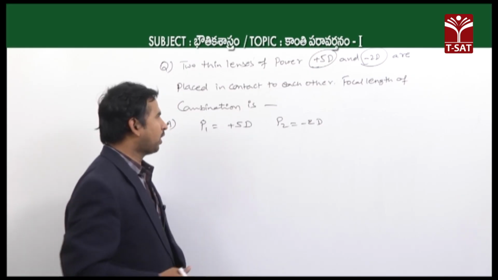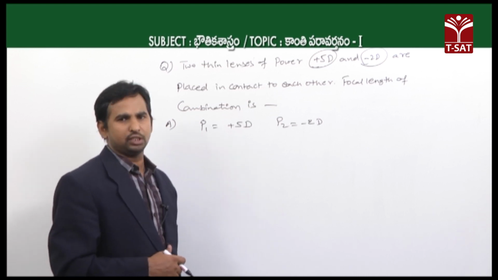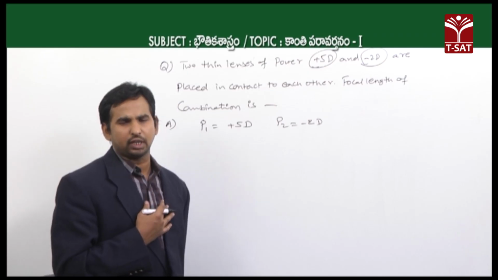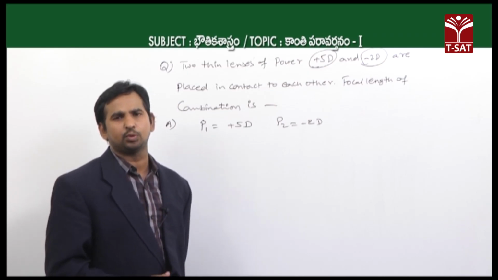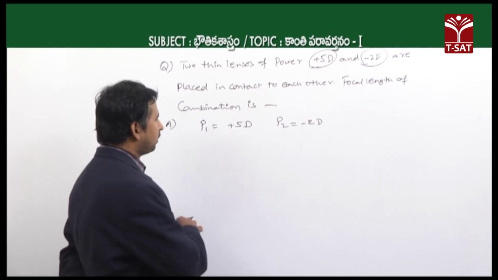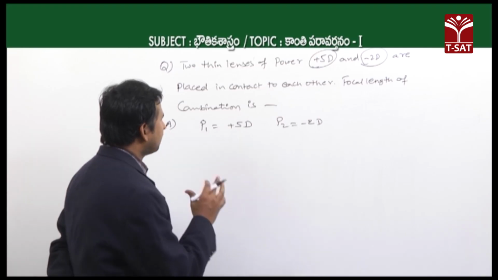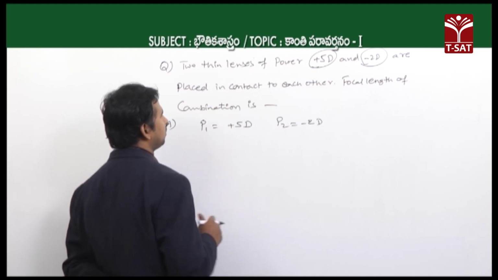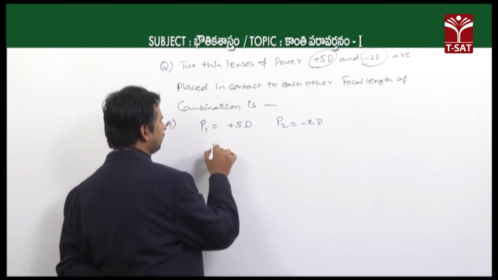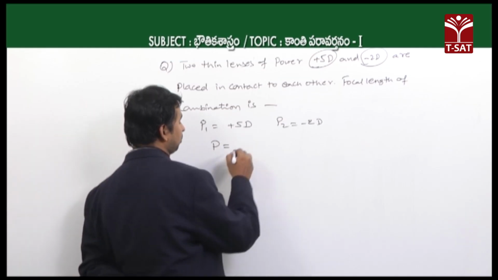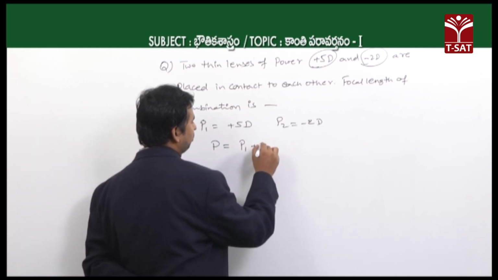So we have to find the final focal length of the combination. We know that power is nothing but the reciprocal of the focal length, or focal length is nothing but the reciprocal of the power. At first, we have to find the power of the combination. As these two lens powers are given, directly we can find the total power of the combination: P is equal to P1 plus P2.